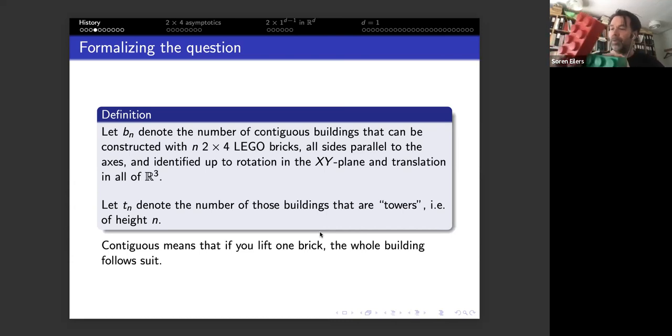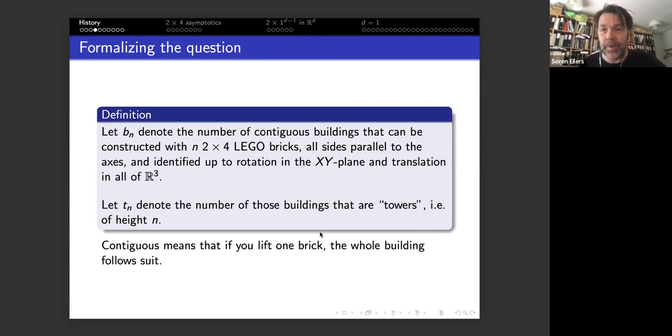So you could turn something like this, but that's not allowed. Everything has to be either the two long sides are parallel or the two long sides are perpendicular. And then we identify buildings if they're the same up to rotation. So, for instance, this building here is the same as this building here, of course, but this building here is not the same as this building here, right? Because we can distinguish the top and the bottom of a Lego. And of course, they're also the same if we rotate them around. This building here is the same as this building here. So that's the number I'm calling BN.